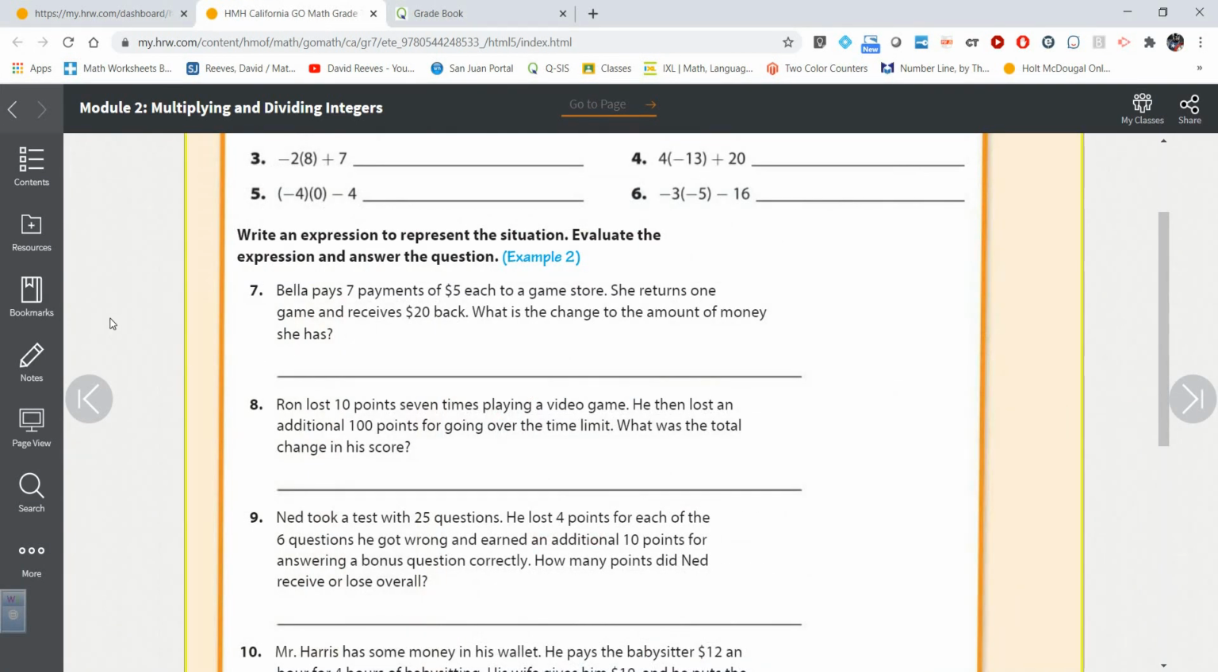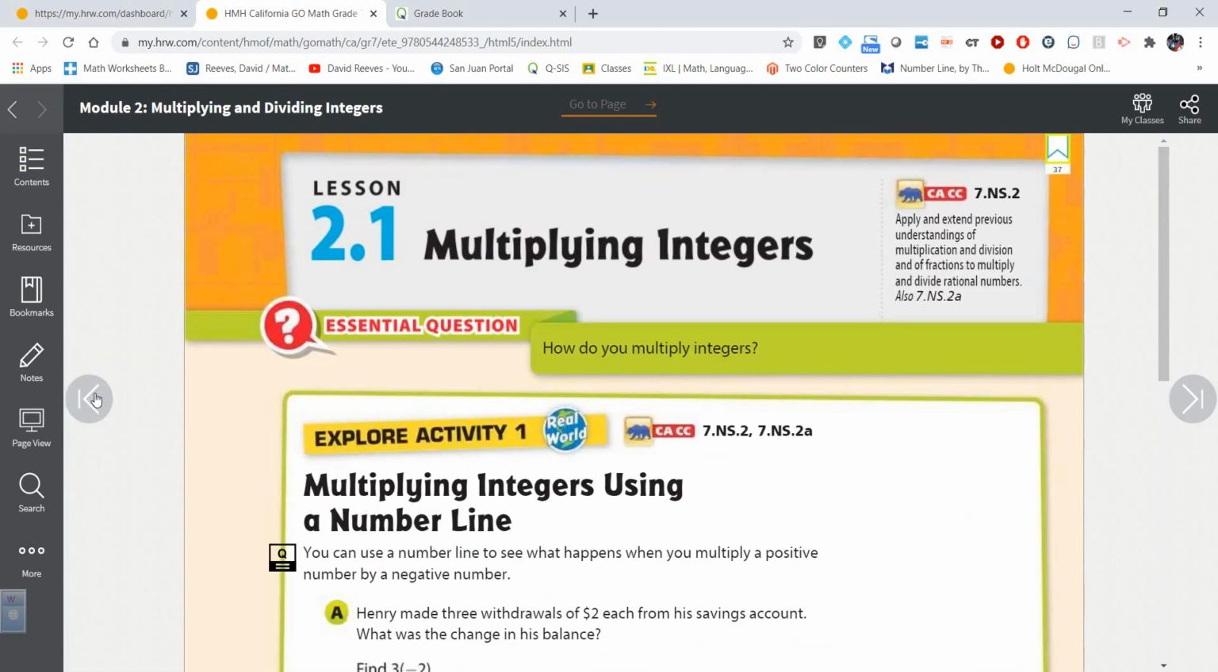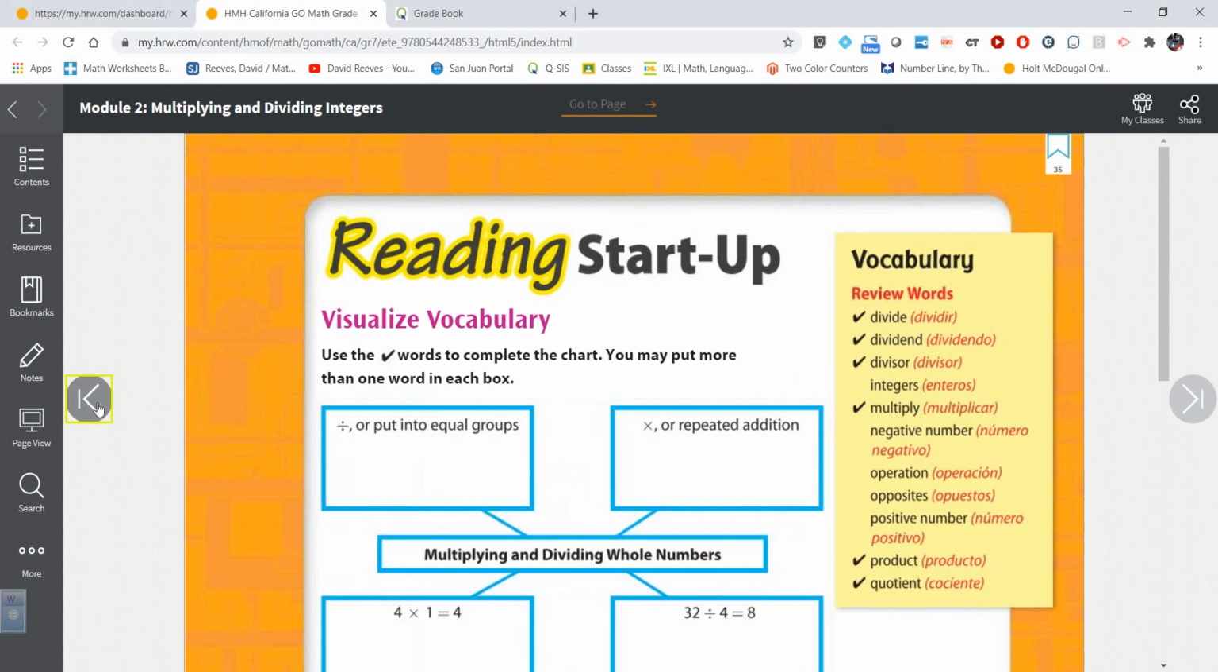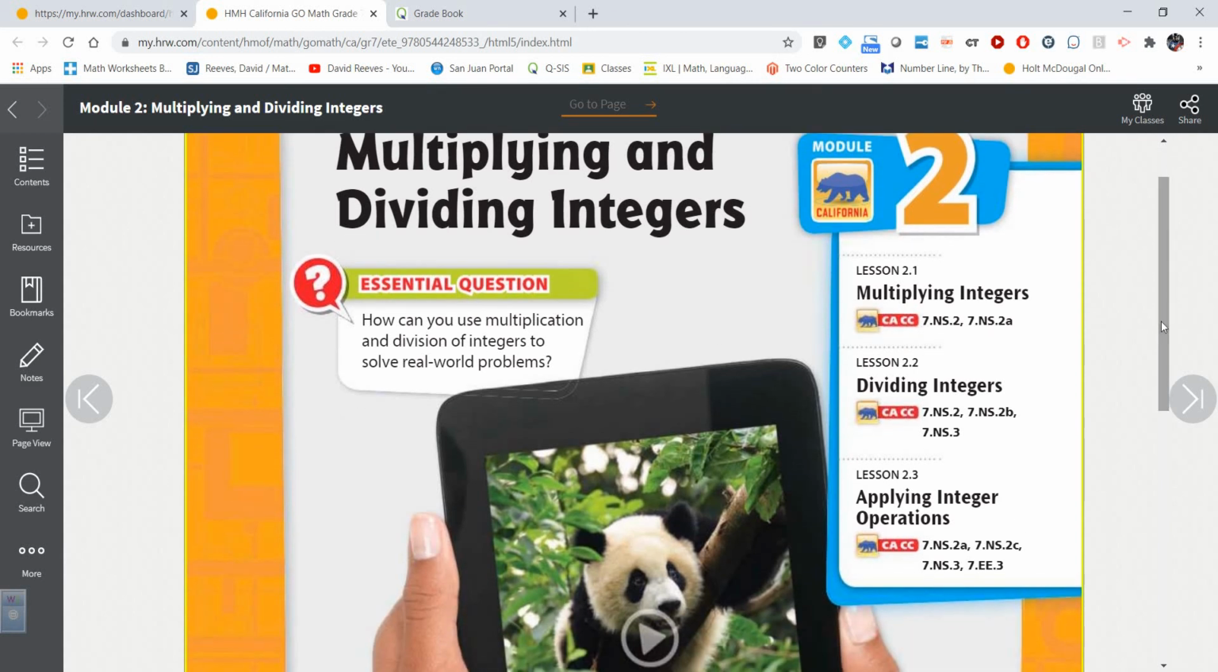All right, so that's just a quick look at this module, Module 2, which covered multiplying integers, dividing integers, and applying integer operations. Again, in the next video, I will go through the entire lesson review assignment to get you ready for this quiz. All right, I hope this helped.